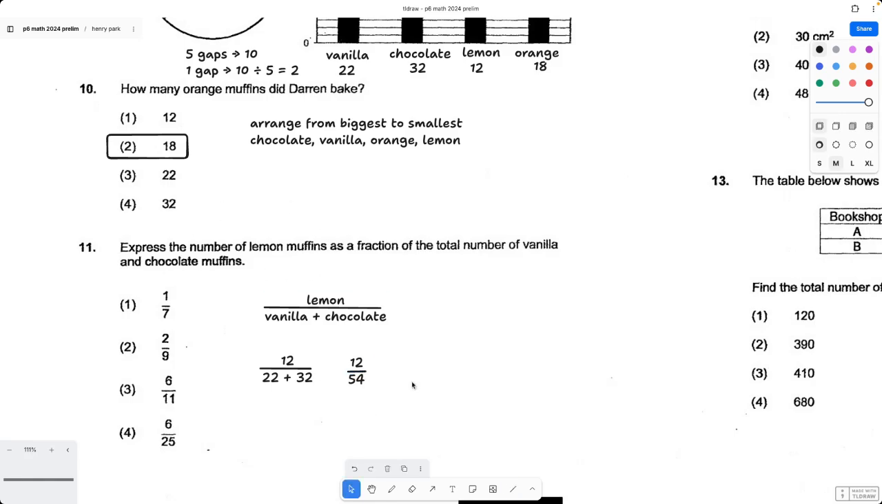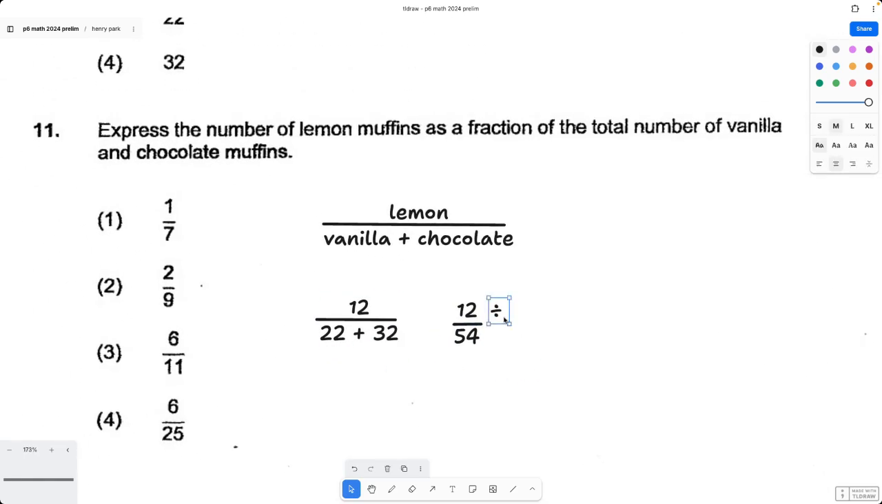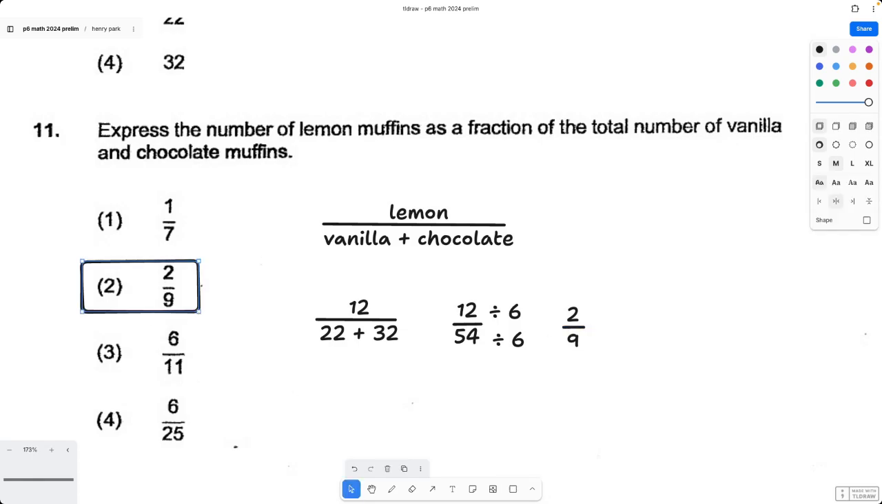Whenever you see fractions, always simplify. What can you divide in this case? 12 and 54 you can divide by 6. So 12 divided by 6 is equal to 2, and 54 divided by 6 is 9. So the answer to this question is 2 out of 9. That means it's option number 2. All right, that's it. Let's move on to the next question.